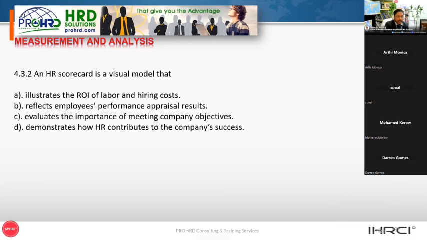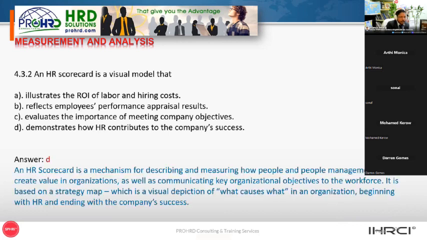Darren nailed it. Wow. He put an answer openly. So demonstrates how HR contributes to the company's success. Brilliant, Darren. You got guts, Darren.